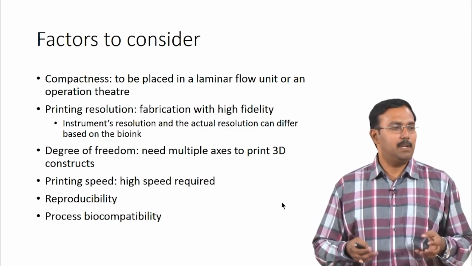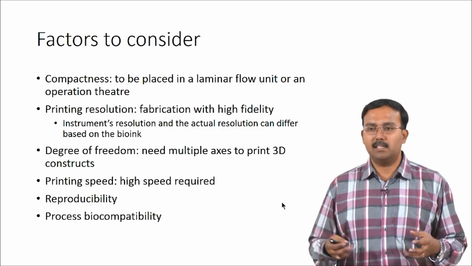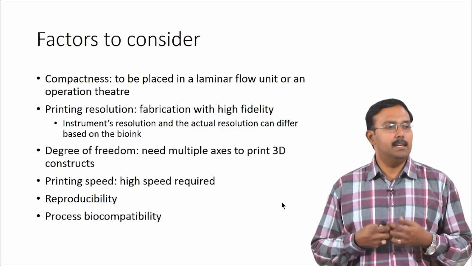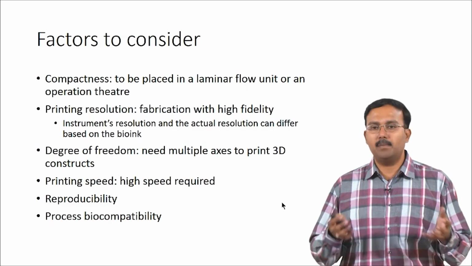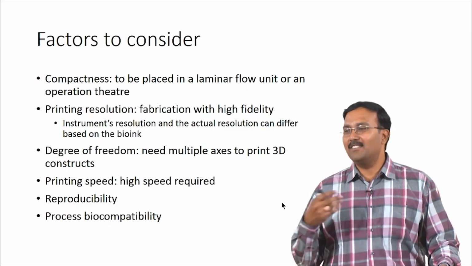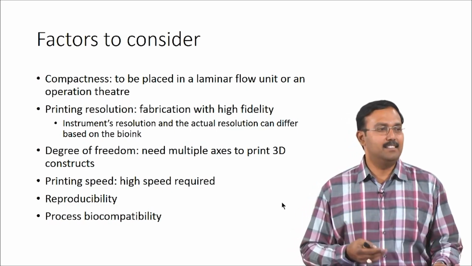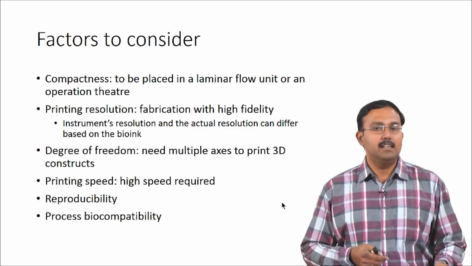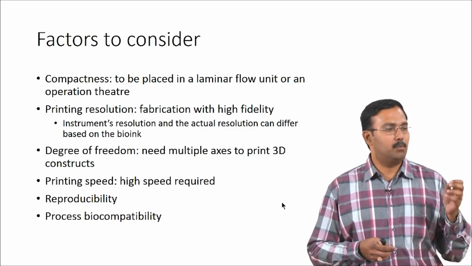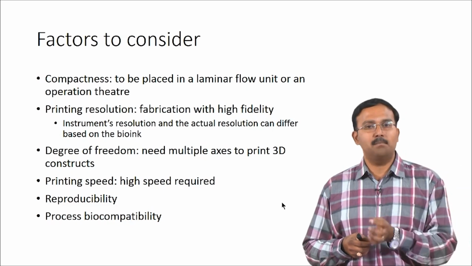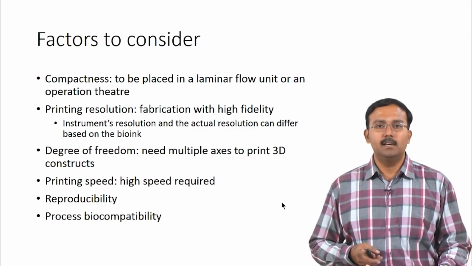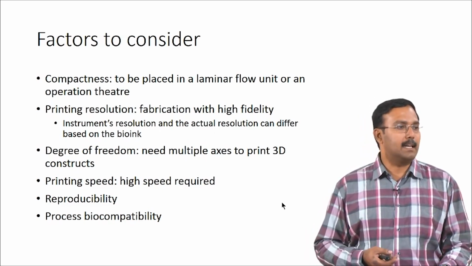Degrees of freedom need to be looked at, because multiple axes might be needed for printing 3D structures. Just a single axis might not give you the desired 3D structures. Printing speed should be high so that you can print complex structures faster, and it should not take too long, so that it can be used for medical applications quickly. It also needs to be reproducible. Just because you are able to print it once does not mean it is effective. The same STL file should give you the exact same printed structure every single time for that ink. So, that reproducibility needs to be there, and the process biocompatibility should also be taken care of.